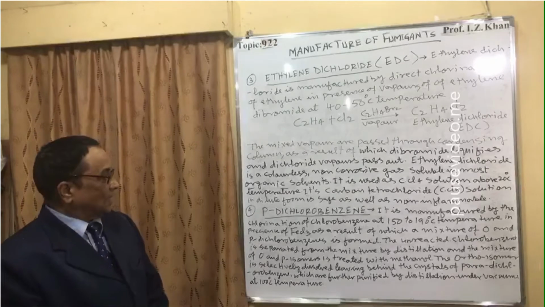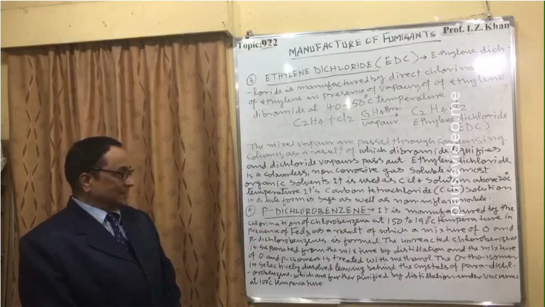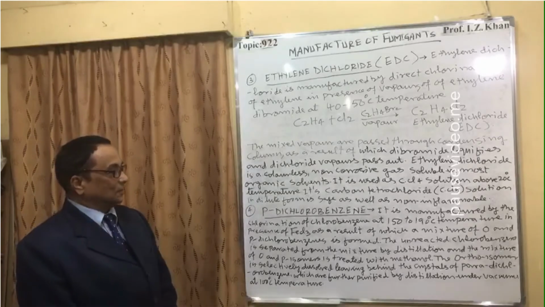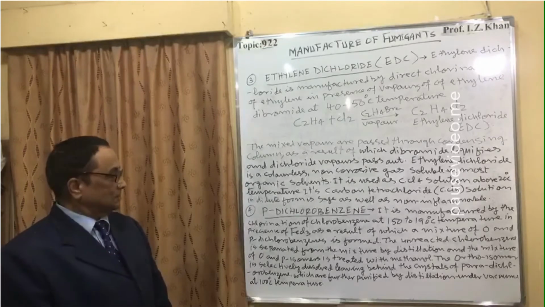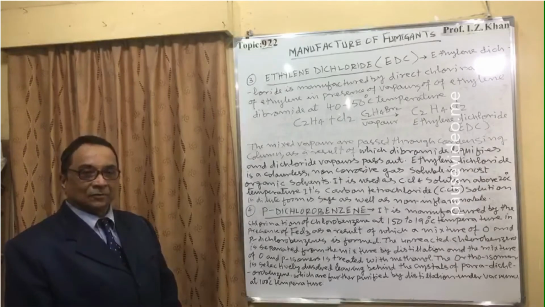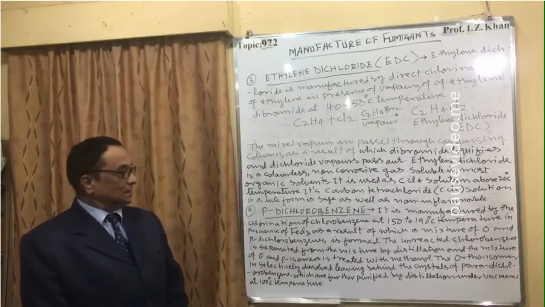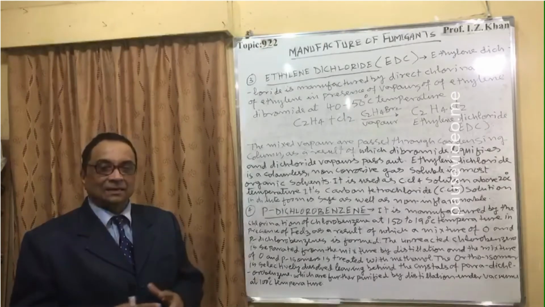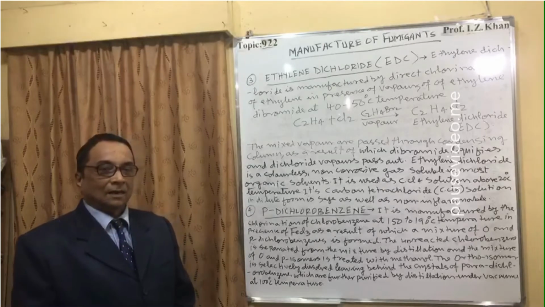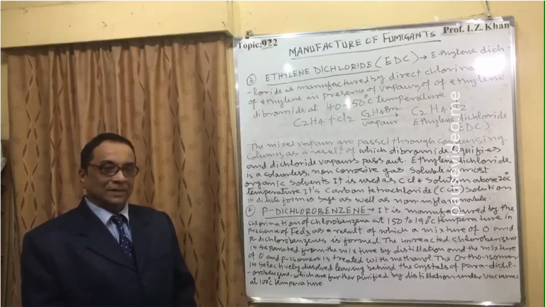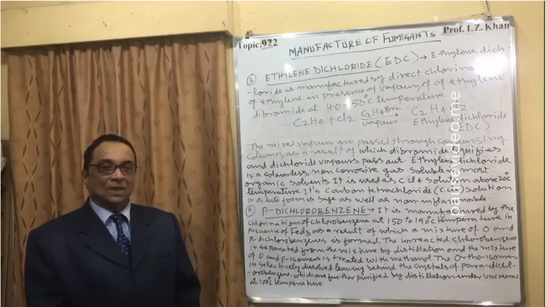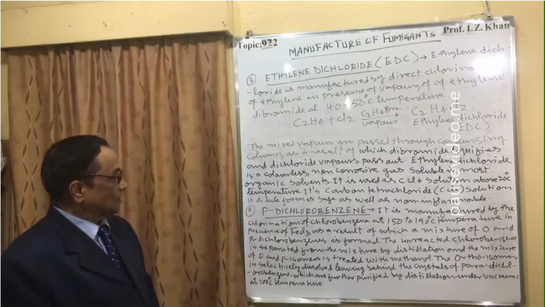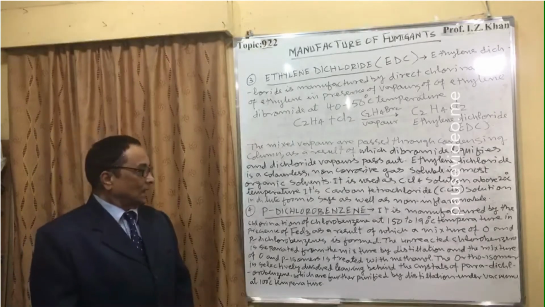Number 4, para-dichlorobenzene. This para-dichlorobenzene is manufactured by the chlorination of chlorobenzene at 150 to 190 degrees centigrade temperature. Actually, for getting para-dichlorobenzene, first we have to do the chlorination, and with that chlorination we will get chlorobenzene.